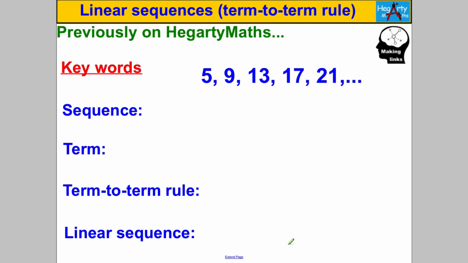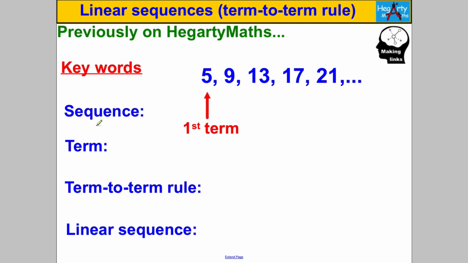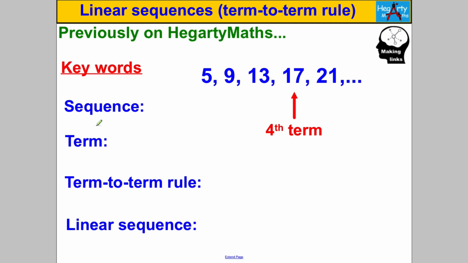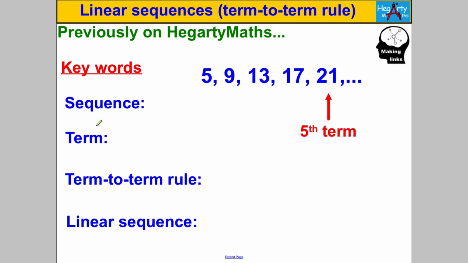To start with, what on earth is a sequence? I'll write these all out later, but just to say, a sequence is a list of numbers that follow a rule. Okay? What's a term? How about I show you terms by pointing some out? That's the first term, the second, the third term, the fourth, the fifth term. Could you tell me what a term is? A term is just a number in the sequence. Simple as that.